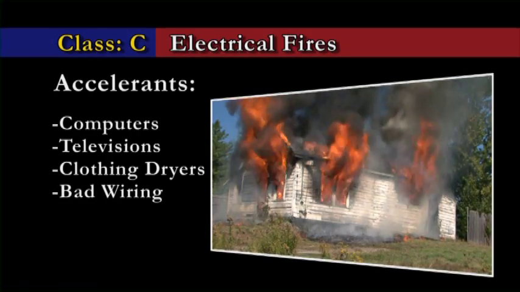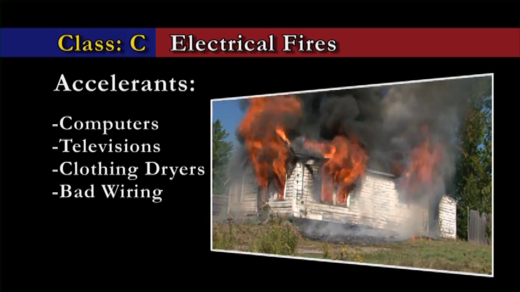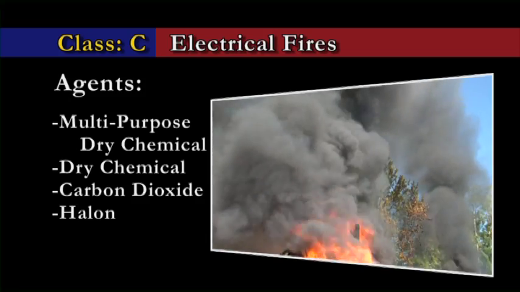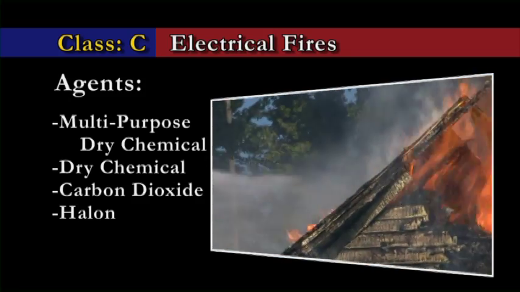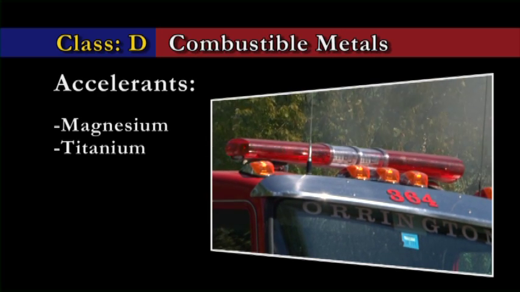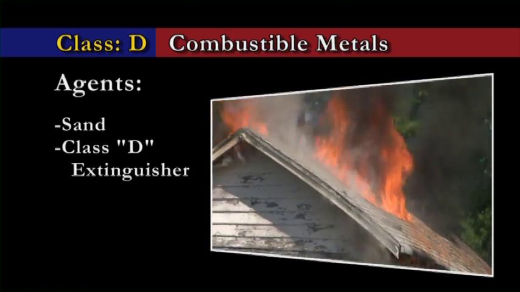This consists of anything that has electricity running through it, like computers, televisions, and clothing dryers. The agents used against this type of threat are, again, a multi-purpose dry chemical, a dry chemical, carbon dioxide, and halon. Next is Class D, which consists of combustible metals like magnesium, titanium. Here you would need either sand or a Class D extinguisher.